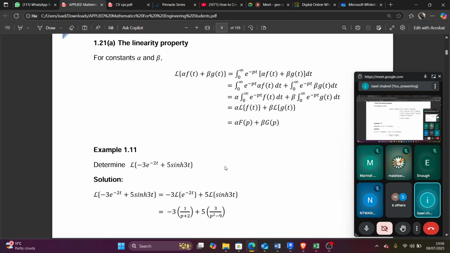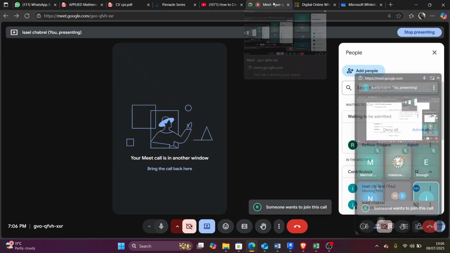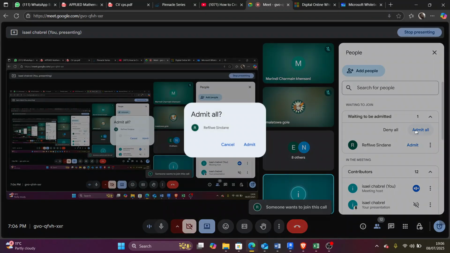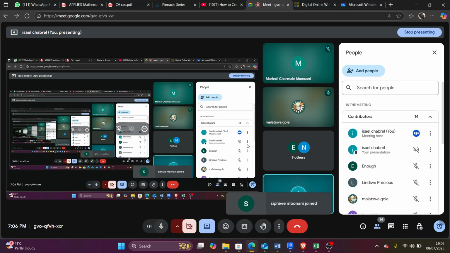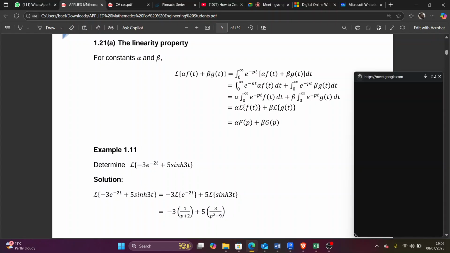If you do remember yesterday, we just had to use the formula of the Laplace. So that's one of the reasons I say we should join on time. Otherwise, I'll keep going, adding and coming back, and it's disturbing for some people. So please, let's make sure that we're on time so that we can avoid that.